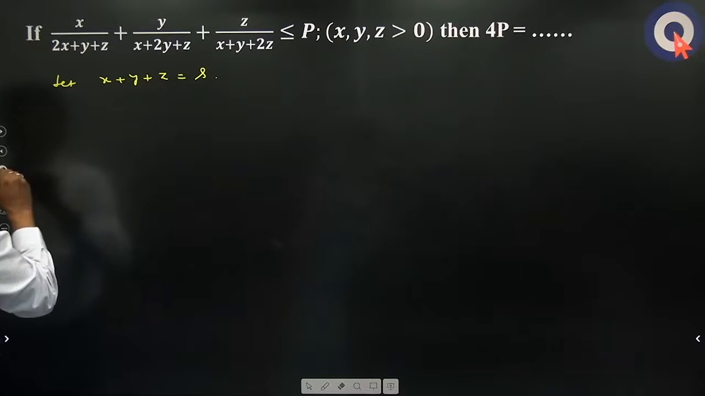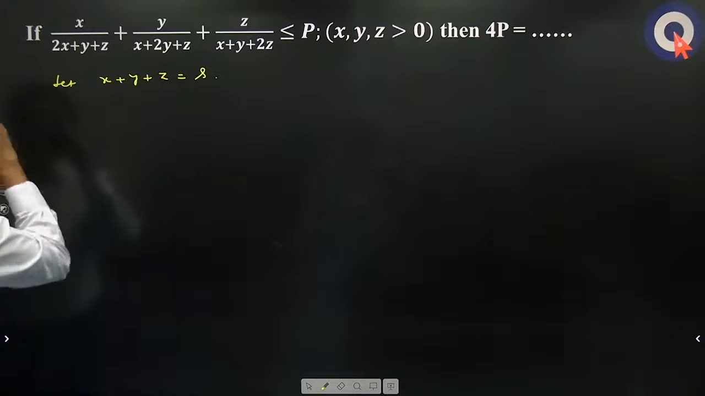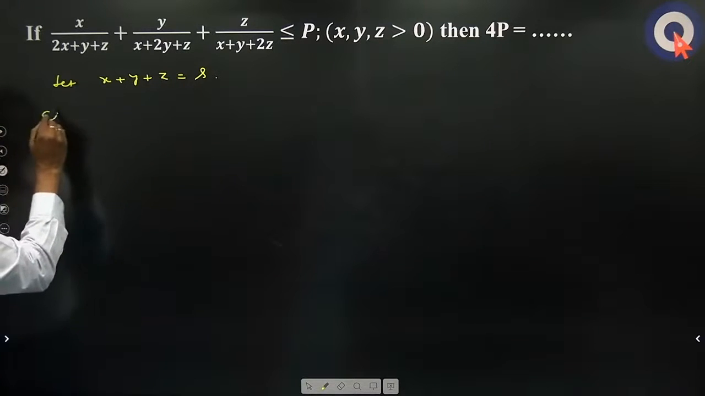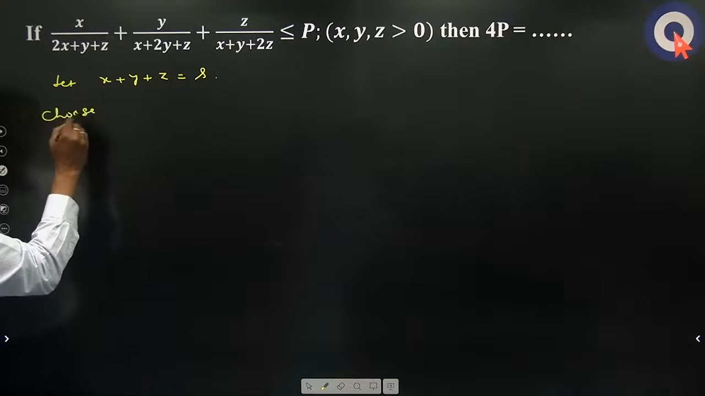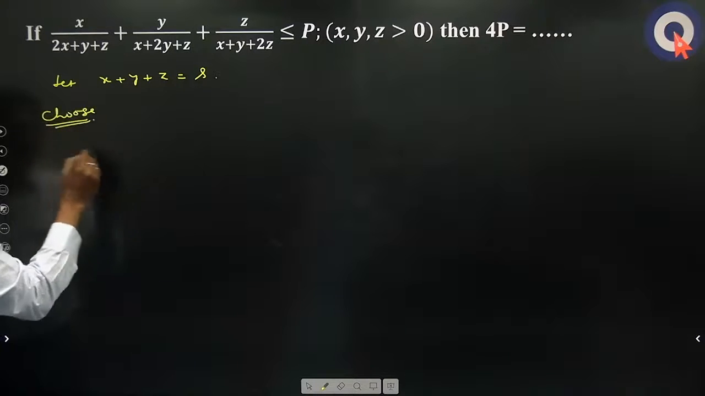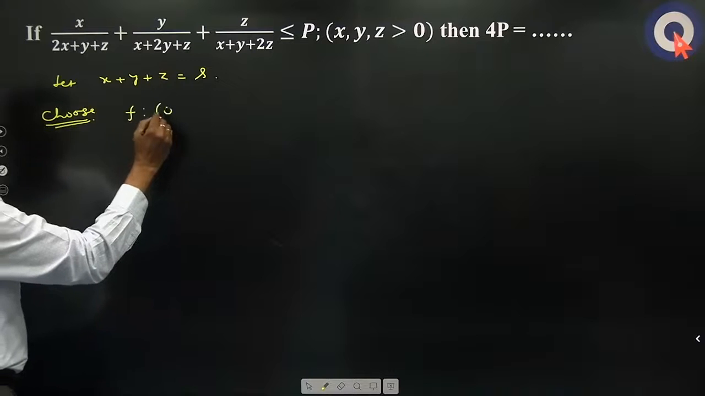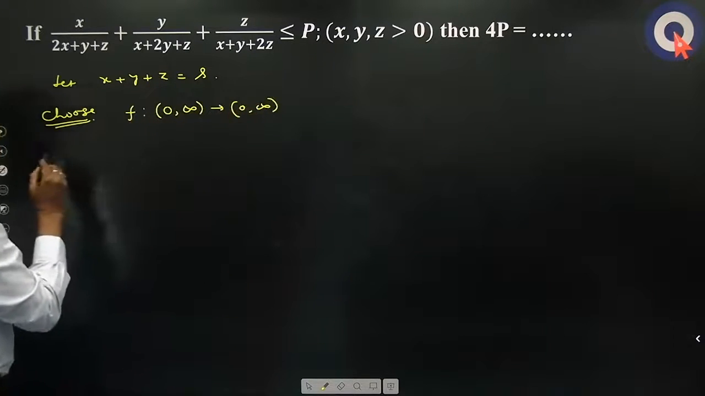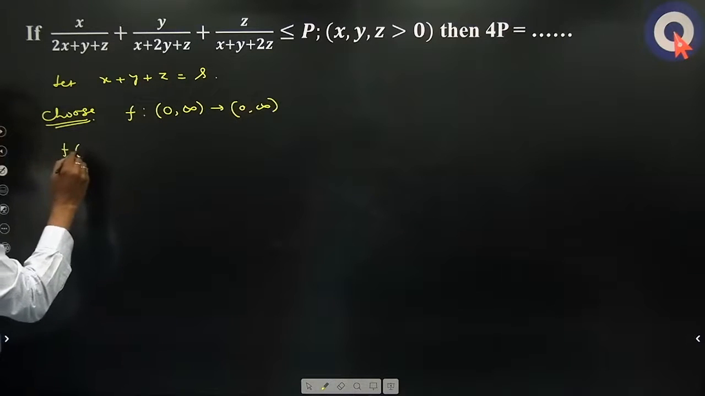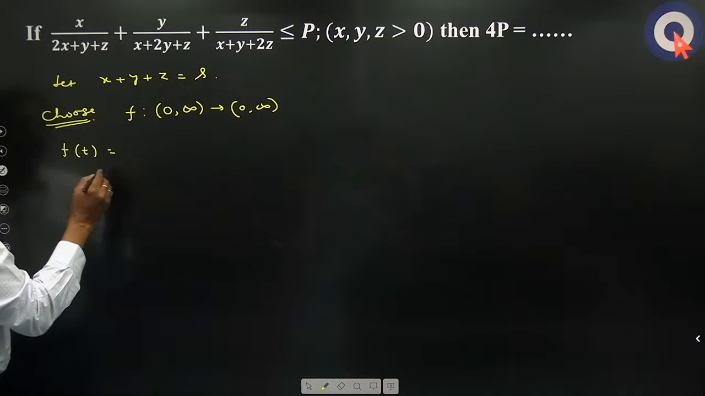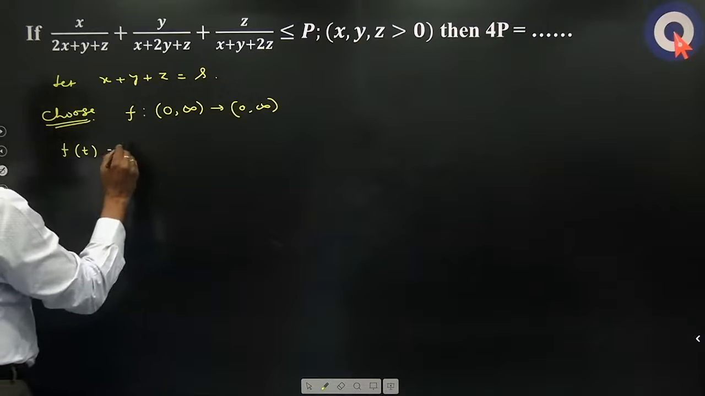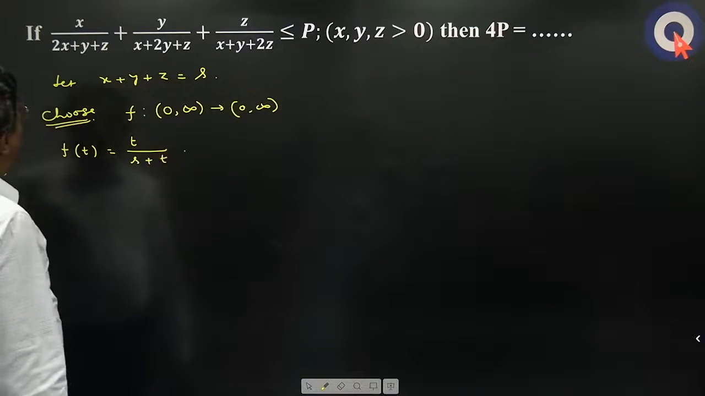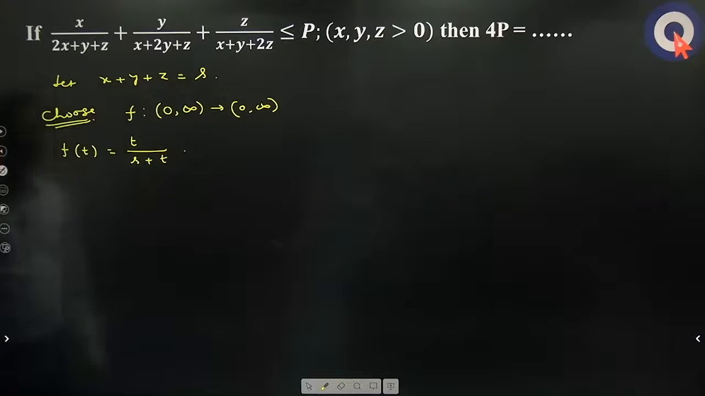I will now consider, I will choose a function. Now this is one most important thing. Choose a function f mapping 0 to infinity to 0 to infinity such that f of t is equal to t by s plus t. I am just choosing a function f of t equal to t by s plus t.